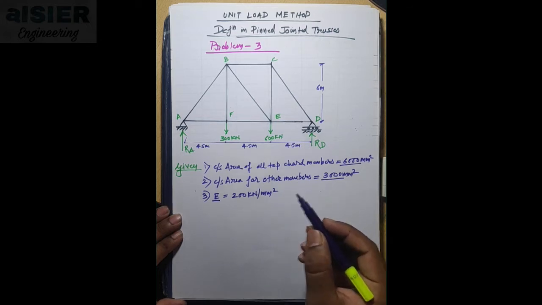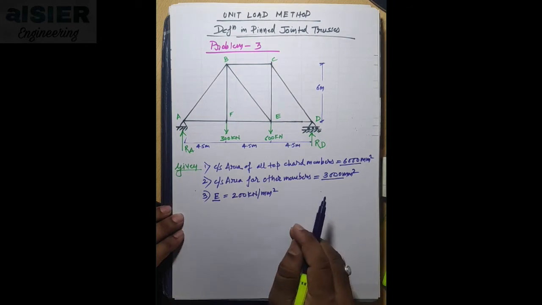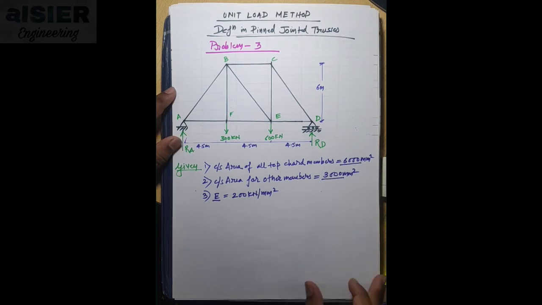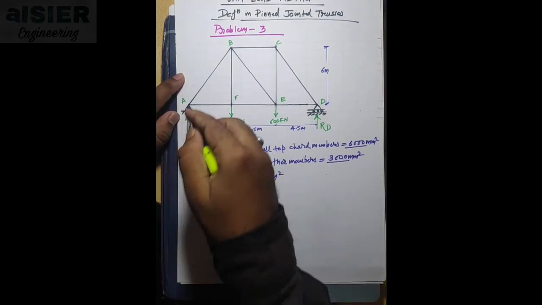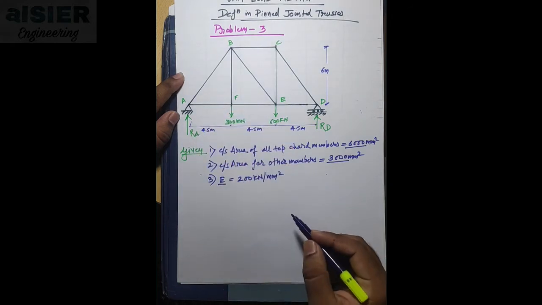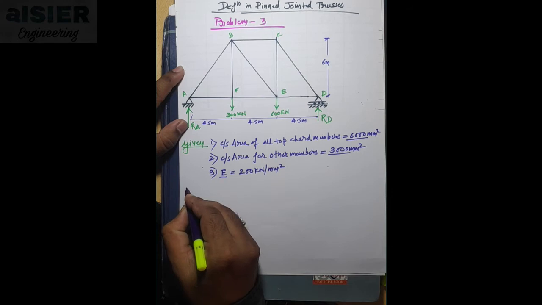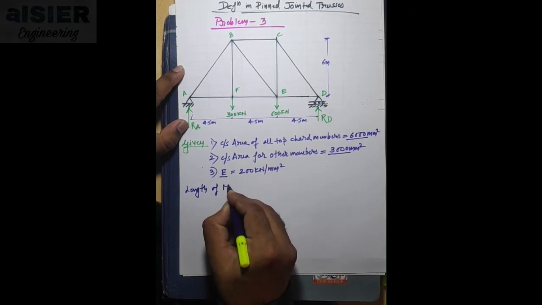So to solve this, we will first calculate the reactions RA and RD. Before calculating reactions, we will calculate this length as well as these angles. So let us calculate length first. So write down length of members.